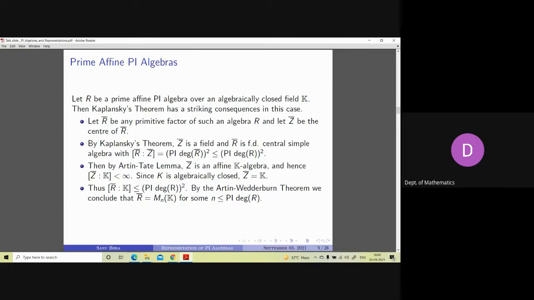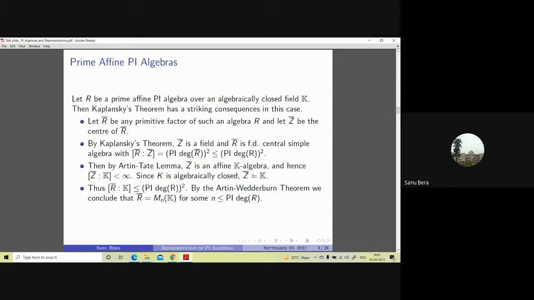And then you are saying that Z bar is a field, right? Z bar is of course a field because it's a center, and it's finitely generated over K. This is one particular version of the Hilbert-Nullstellensatz. A finitely generated field over the base field means that it should be algebraic. Yes, the base field K is an algebraically closed field.